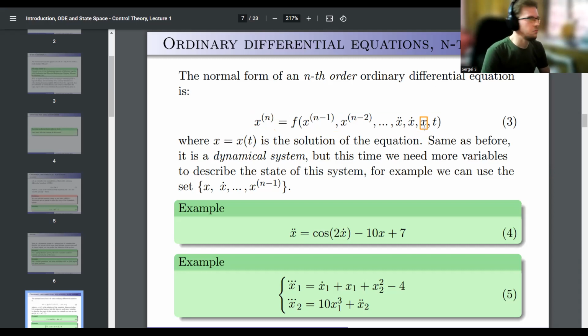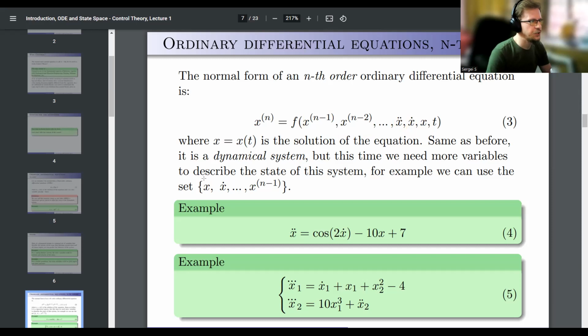And what is the state of the system? Well, it is not sufficient to know just x to predict the future behavior of the system. You also need to know x dot, in some initial conditions. You also need to know x double dot, x triple dot, and so on. You need all of them to be able to predict how the system will operate forward. So in terms of initial conditions, you will need to know all of them to be able to predict how the system goes forward.